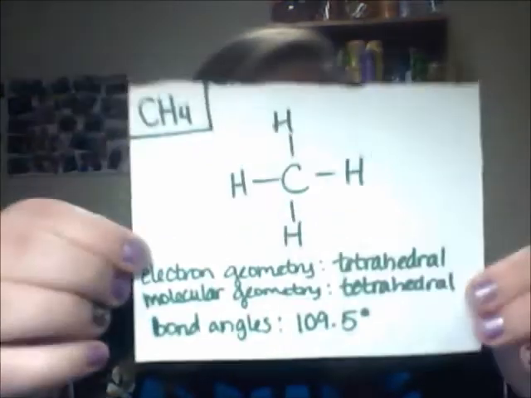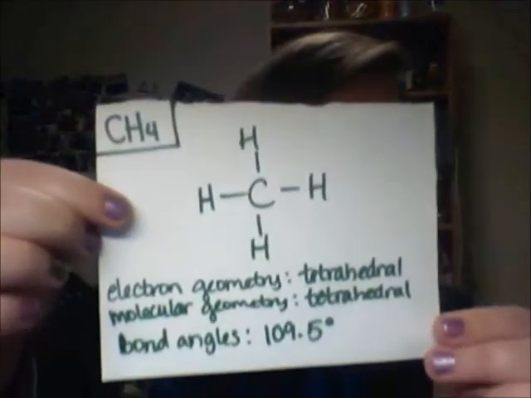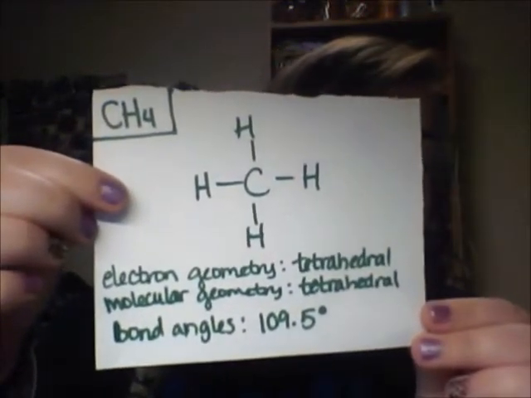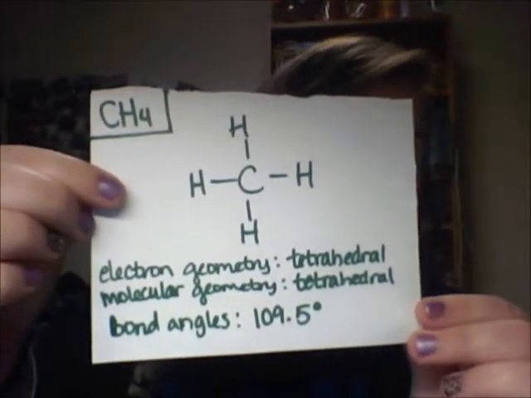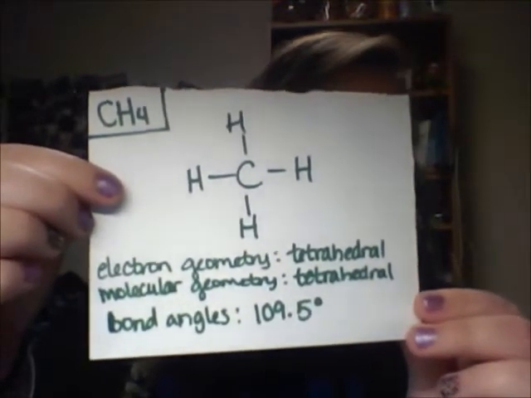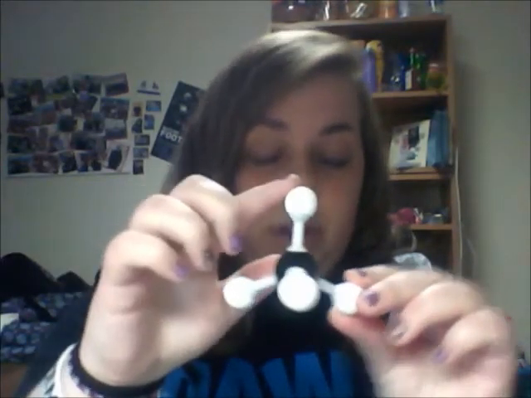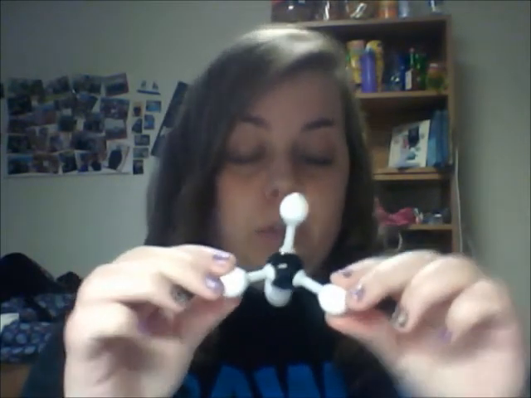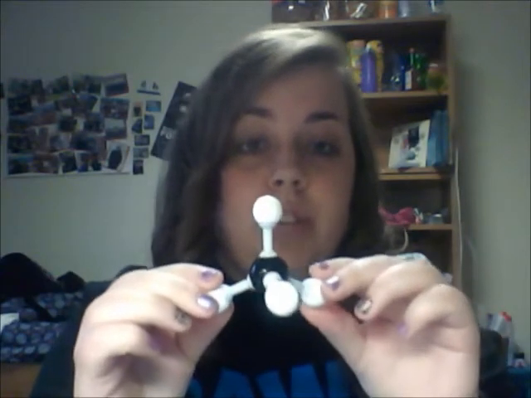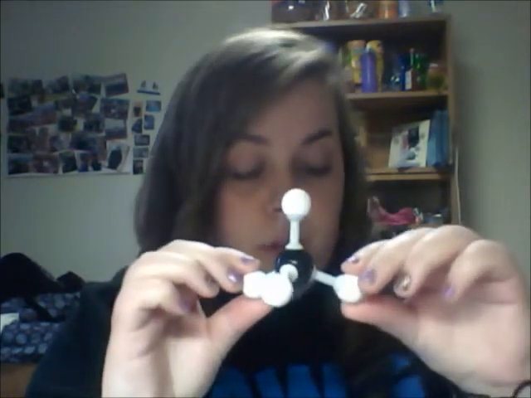Now I'm going to show you compounds containing 4 electron groups. The first is methane, or CH4. Here the Lewis structure is shown, and it says that the electron geometry is tetrahedral, as well as the molecular geometry, and the bond angles are 109.5 degrees. When you look at the model, you can see that there are 4 bonding groups, and there are 0 lone pairs, making the structure tetrahedral, and each angle between the bonds is 109.5 degrees.